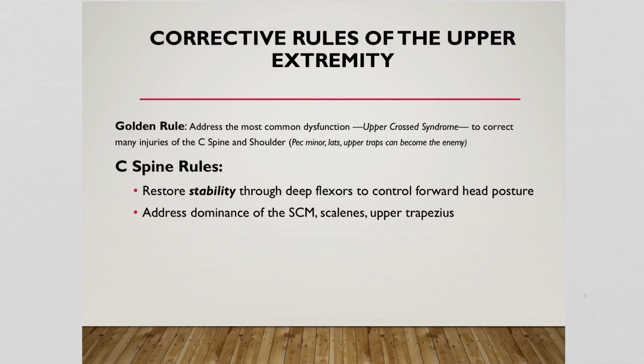On the next slide, what I want to give you really are the corrective rules of the upper extremity. In other words, if you follow these rules, most often if you have a patient who comes into the clinic with neck pain, you've pretty much problem solved a lot of the issues that you might see, or you might be able to reduce the signs and symptoms of a patient who is in current neck pain. So the golden rule is that we're always going to address the most common dysfunction, which in the cervical spine most often happens to be what we call upper cross syndrome. I promise I will define that on the next slide.